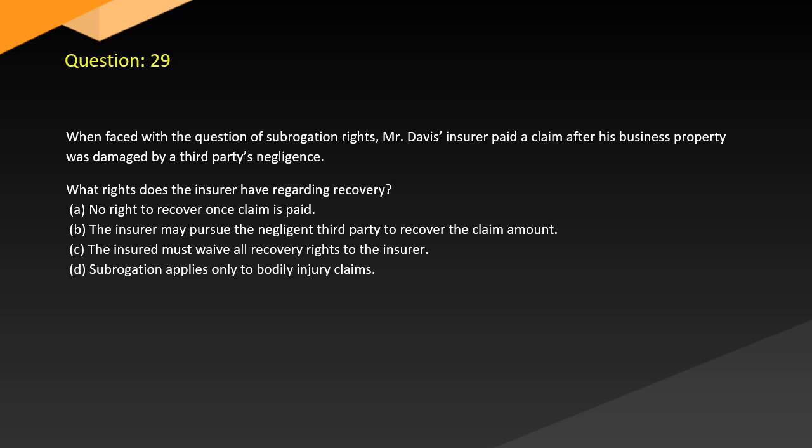Question 29. When faced with the question of subrogation rights, Davis's insurer paid a claim after his business property was damaged by a third party's negligence. What rights does the insurer have regarding recovery? A. No right to recover once the claim is paid. B. The insurer may pursue the negligent third party to recover the claim amount. C. The insured must waive all recovery rights to the insurer. D. Subrogation applies only to bodily injury claims.